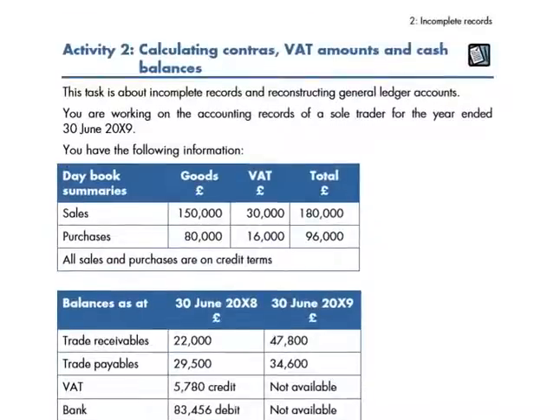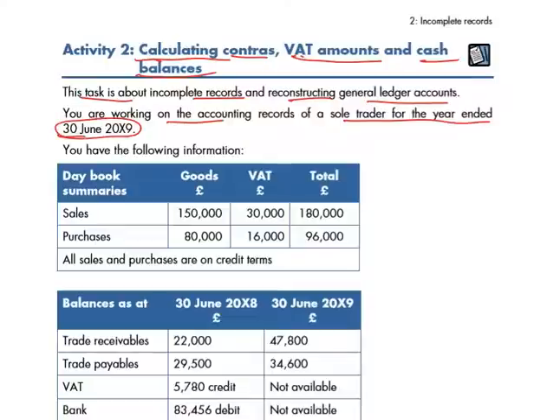We will follow the flow and try to do it. Number 2, calculating contras, VAT amounts, and cash balances. So 3 things. This task is about incomplete records and reconstructing general ledger accounts. You are working on the accounting records of a sole trader for the year ended 30th June 2019. That's my year end, which is always important to keep in mind.